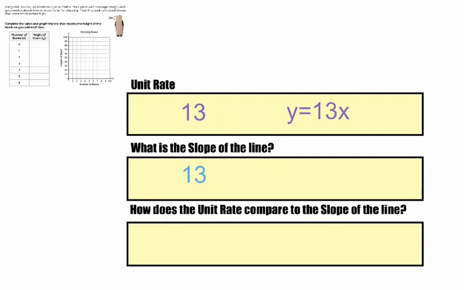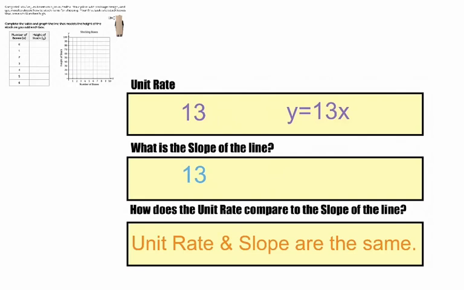The last part says, how does the unit rate compare to the slope of the line? Well, you're probably putting this together right now. Unit rate and slope are the same. So actually, when we're looking at the slope of a line on a graph, if you didn't have a table, if you didn't have an equation, the slope is really showing you the unit rate as it goes up or goes down. The value that it's going up by is the slope and the unit rate. So we want to make that connection here as we go through these notes, all right?